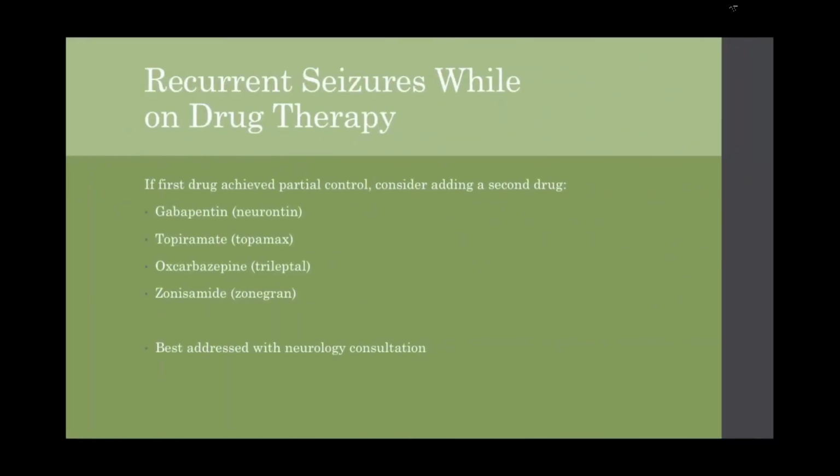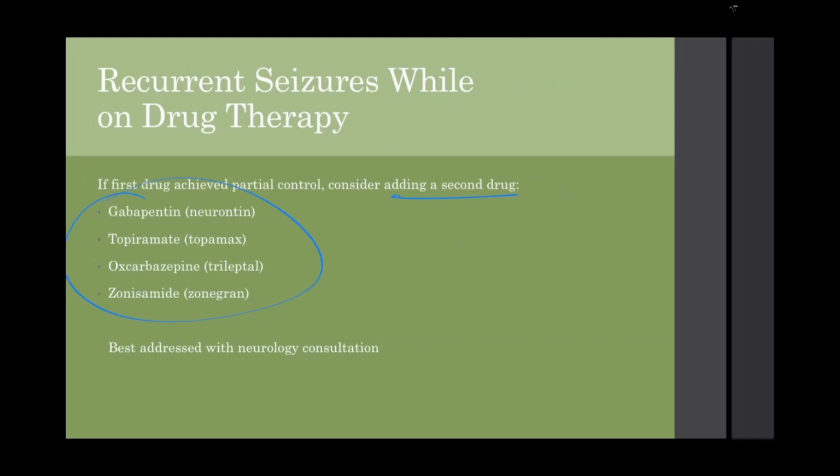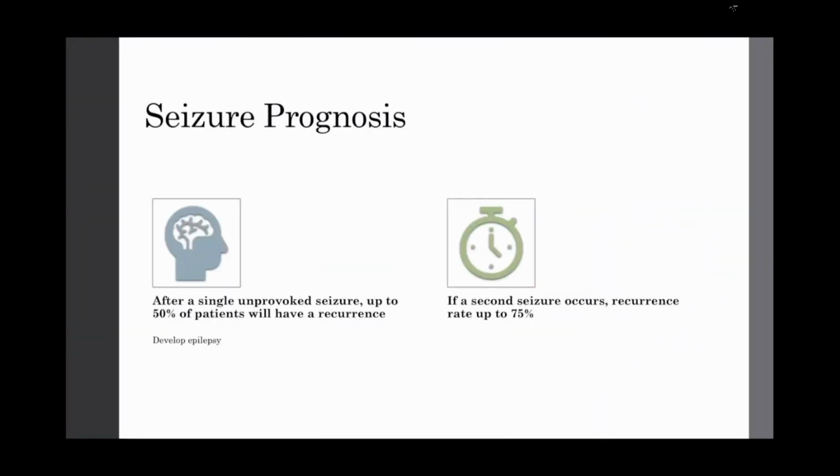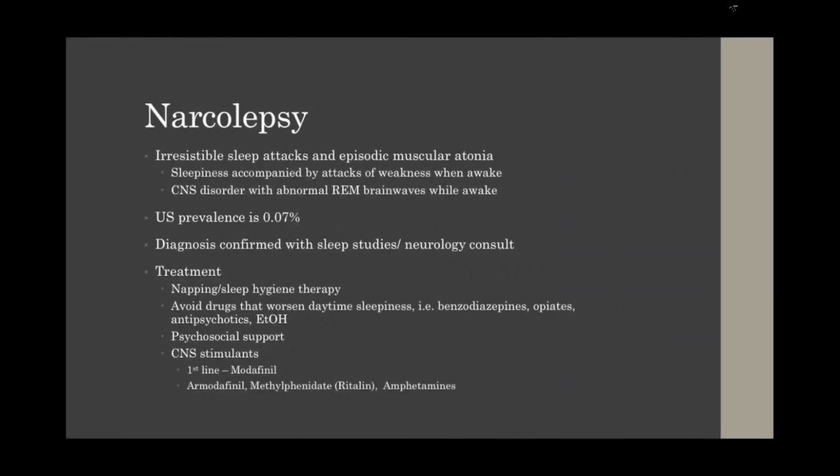If the first drug gives you partial control, add a second one. These are the good ones as secondary drugs to add on: Neurontin, Topamax, Trileptal, and Zonegran. Neurontin and Topamax are the big ones. Trileptal is another big one as a secondary drug to add on to get better control. Prognosis of seizures: this is what I was talking about before. After an unprovoked seizure, 50% of patients will have a recurrence. If a second seizure occurs, your recurrence rate is up to 75% of having that third seizure. That's really it on seizures. You just put them on those meds and then you titrate up, and if you maxed out, you add a second one.